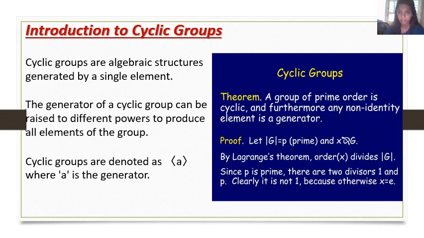element is a generator. For this theorem, the proof is: let |G| equal a prime number p and x ∈ G. By Lagrange's theorem, the order of x divides |G|. Since p is prime, there are two divisors, 1 and p. Clearly, it is not 1 because x is a non-identity element. This is all about the introduction to cyclic groups, and a theorem and its proof.